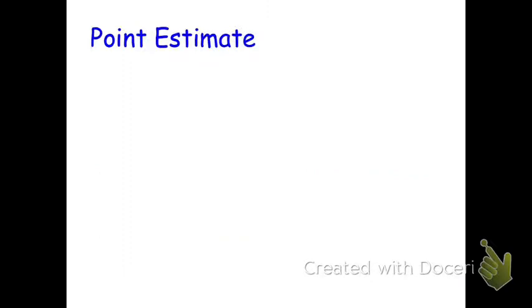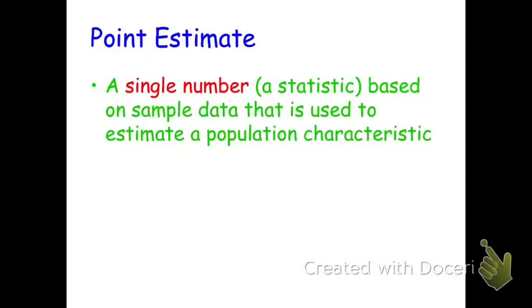The first definition, or the first thing that we'll learn, is a point estimate. A point estimate is a single number or a statistic based on the sample data that is used to estimate the population characteristic. We use the term point estimate for the rest of the semester. In this unit specifically, our point estimate is p hat, which is our sample proportion.